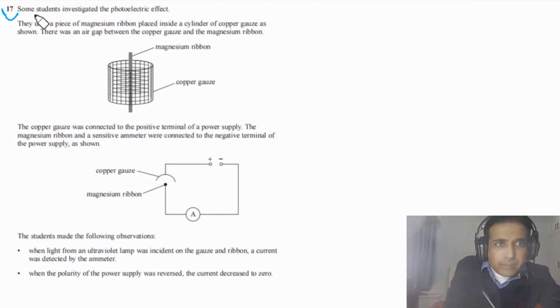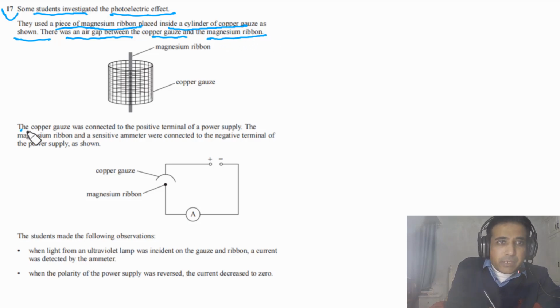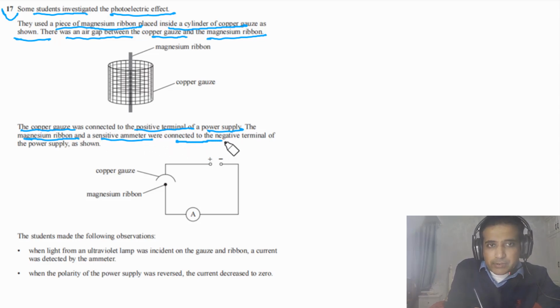Question 17 says, some students investigated the photoelectric effect. They used a piece of magnesium ribbon placed inside a cylinder of copper gauze as shown in the figure. There was an air gap between the copper gauze and the magnesium ribbon. The copper gauze was connected to the positive terminal of a power supply and the magnesium ribbon and sensitive ammeter were connected to the negative terminal of the power supply as shown in the figure.